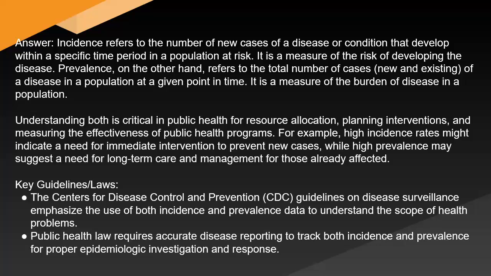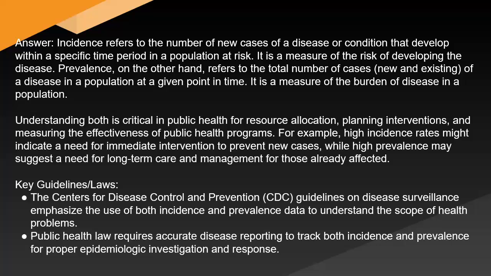Understanding both is critical in public health for resource allocation, planning interventions, and measuring the effectiveness of public health programs. For example, high incidence rates might indicate a need for immediate intervention to prevent new cases, while high prevalence may suggest a need for long-term care and management for those already affected. Key guidelines and laws. The Centers for Disease Control and Prevention (CDC) guidelines on disease surveillance emphasize the use of both incidence and prevalence data to understand the scope of health problems.